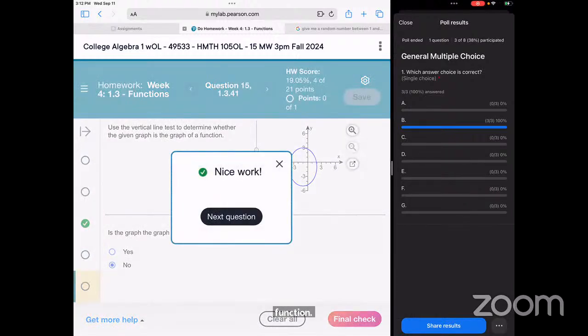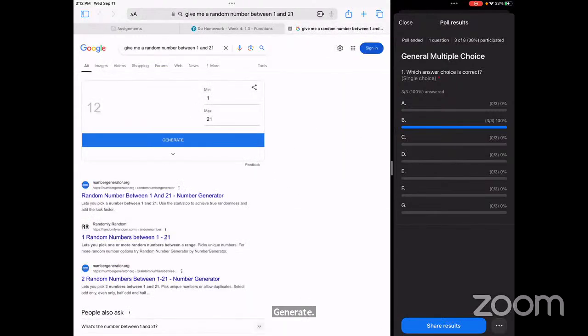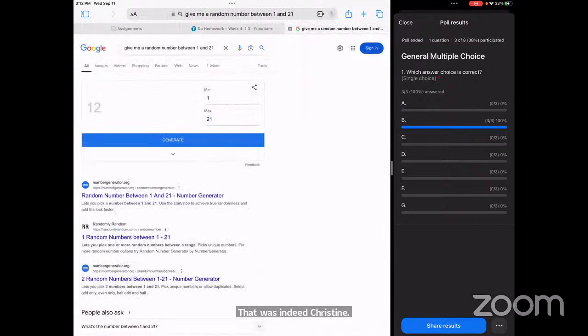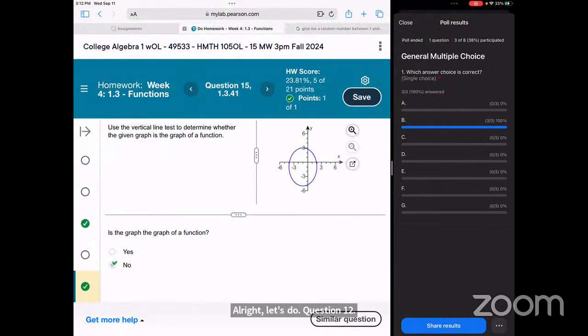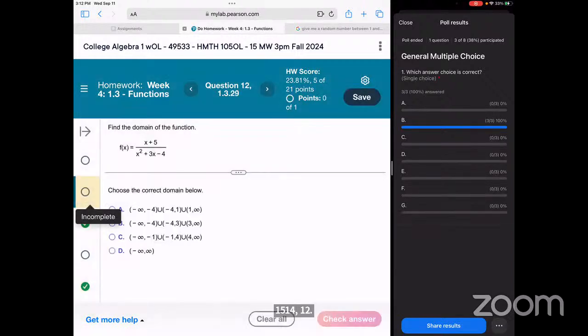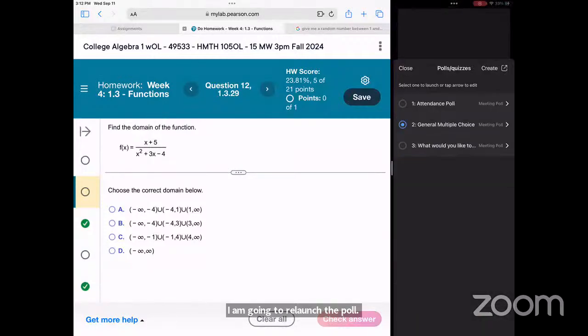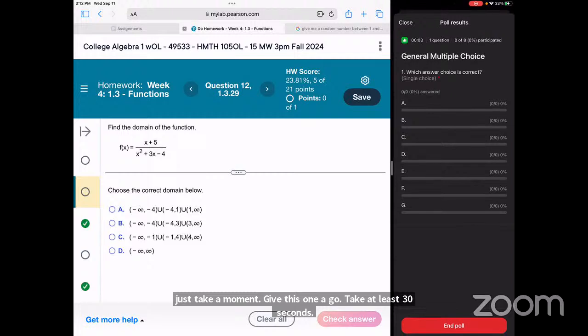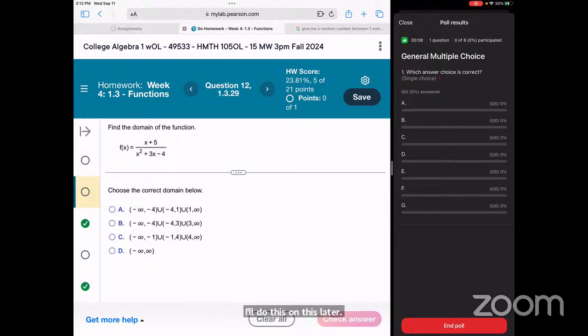Generate. Was that 15? That was indeed 15. All right, let's do question 12. 15, 14, 13, 12. The domain. Okay. I am going to relaunch the poll. And just take a moment, give this one a go. Take at least 30 seconds. See if you can get this one correct. Just take a moment. Let's see if you can get this.